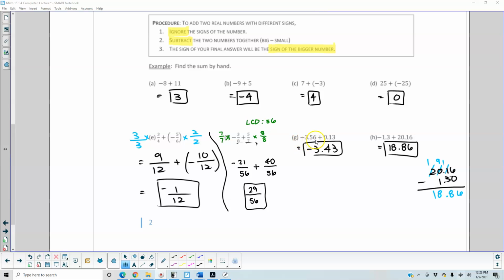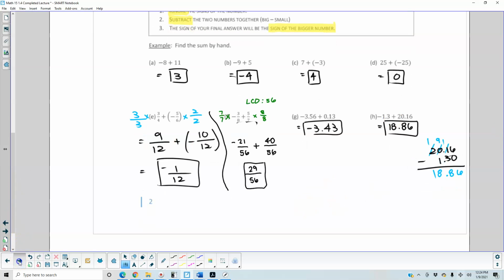Next, we have -3.56 plus 0.13. We're going to subtract these two numbers to get -3.43. The reason it's negative is because this is the bigger number and it has the negative sign. Next, we have -1.3 plus 20.16. Here, we're going to subtract these two numbers. So 20.16 minus 1.30 gives us 18.86. And the bigger number is positive, so the answer is going to be positive.